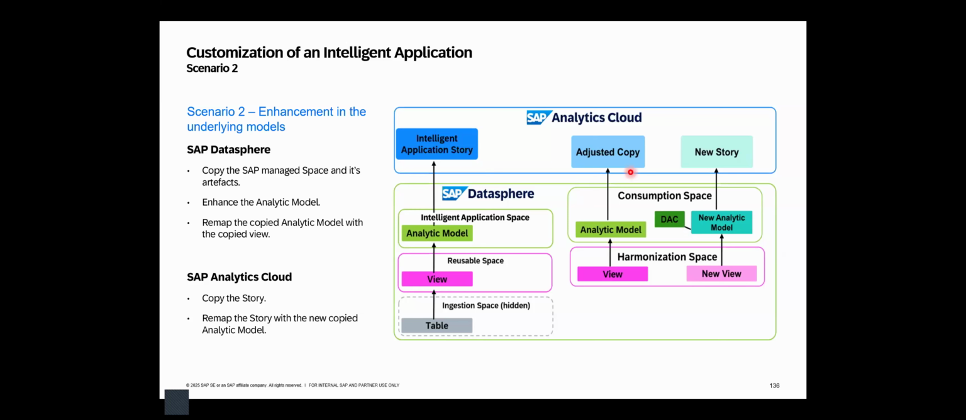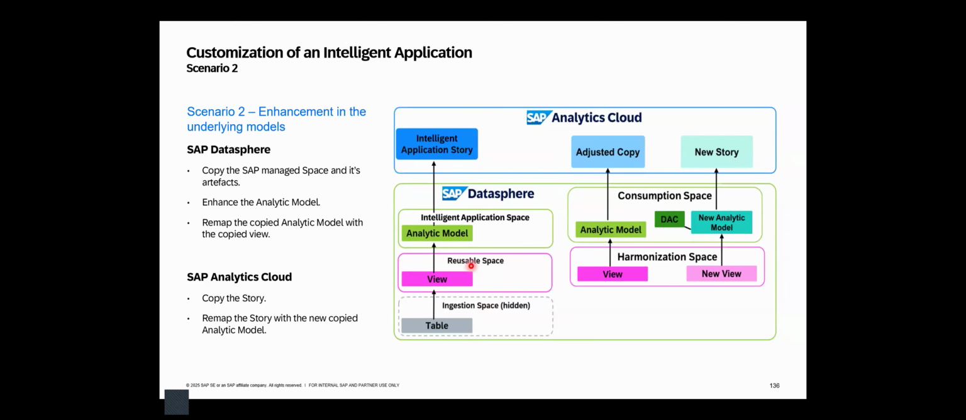Now in SAC, you can copy and adjust the story. And then you need to repoint the source of the story to the copied analytic model in the customer managed space. Alternatively, you can also create a new story consuming the new Datasphere analytic model. And that was scenario two. With this, we have covered all the important topics.